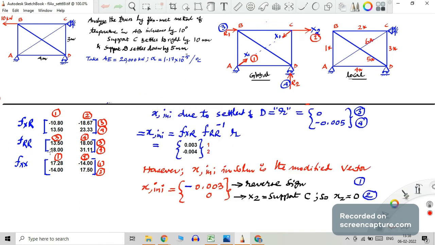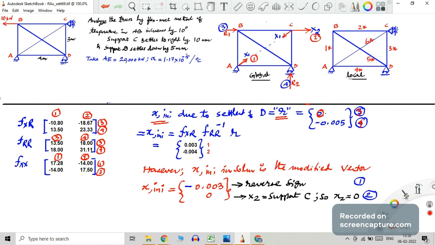So we have evaluated everything. Now, as I told you, first let us calculate the XINI due to the settlement of R. This is the settlement in coordinate 3 and coordinate 4. Coordinate 3 is the location at B where the 10 kilonewton force is acting. There is no initial displacement or prescribed displacement there. There is only a force. So small r1 is 0.